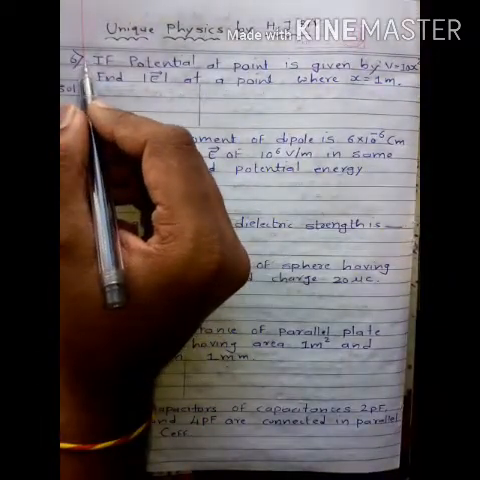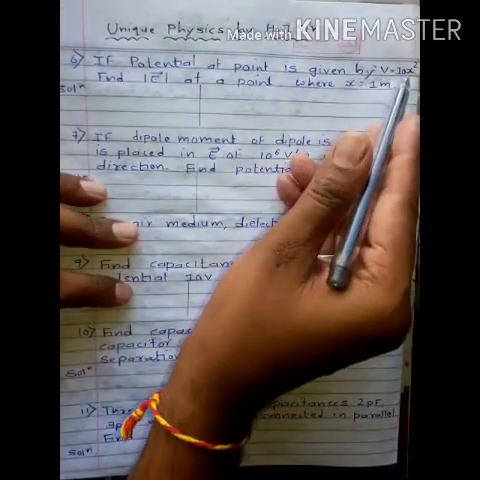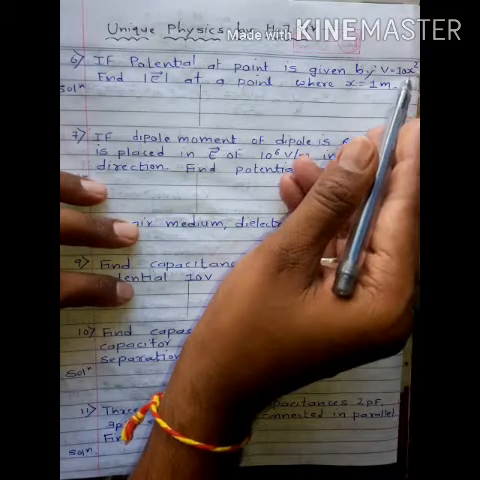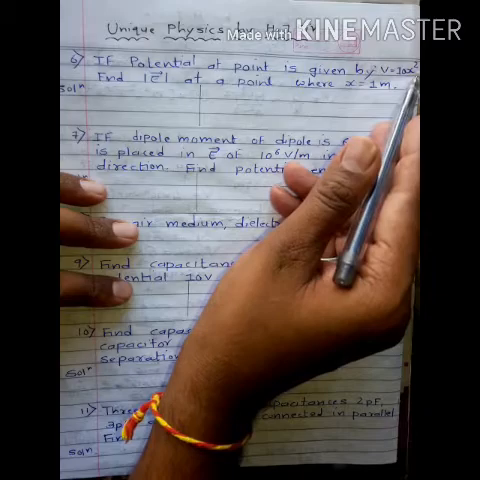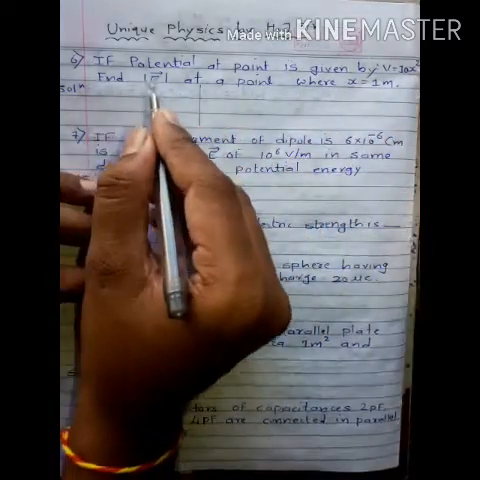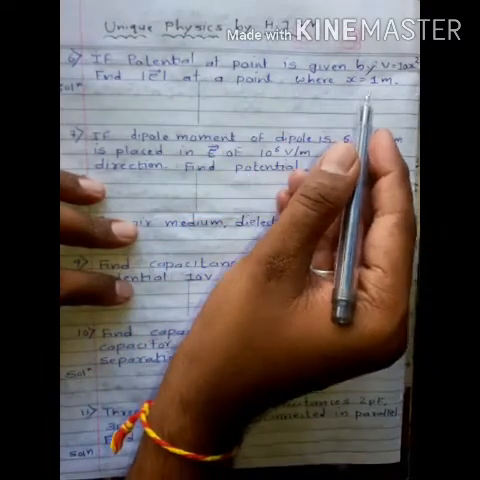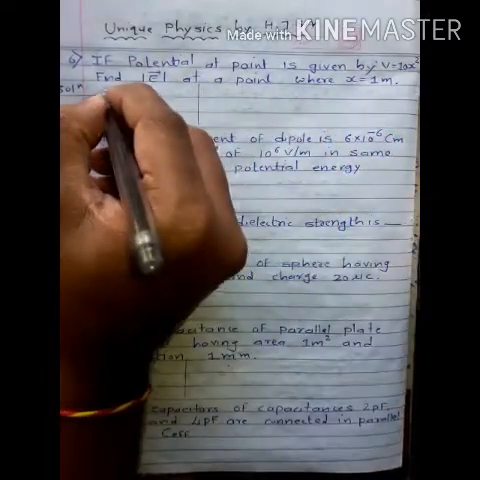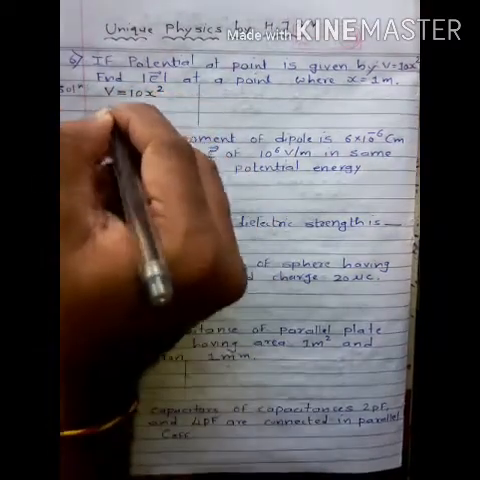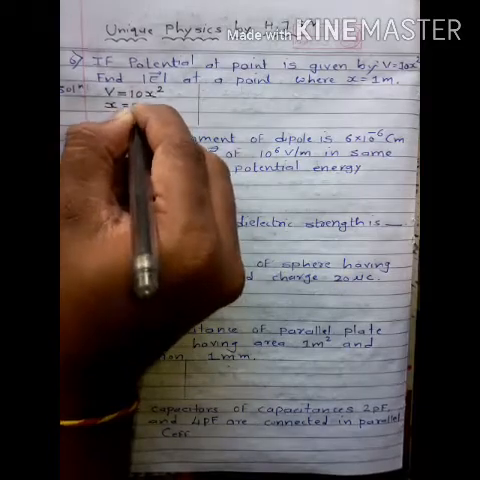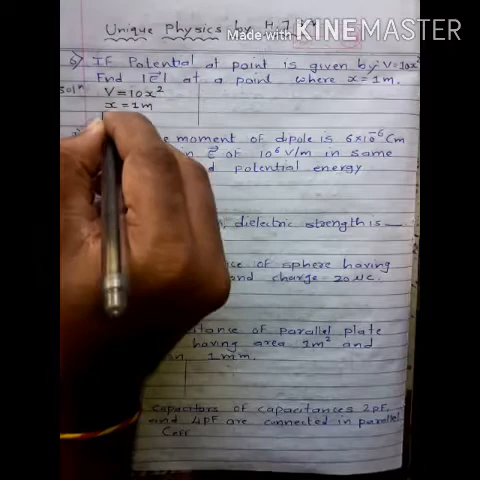MCQ number 6. If the potential at a point is given by V equals 10x square, so we have the equation of potential in terms of the x coordinate. Clear? So find the modulus of vector E at a point where x is equal to 1 meter. So we have the equation of potential, V equals 10x square. The distance is also given, x equals 1 meter. Find the modulus of vector E.